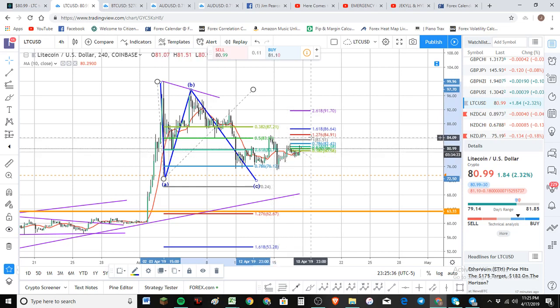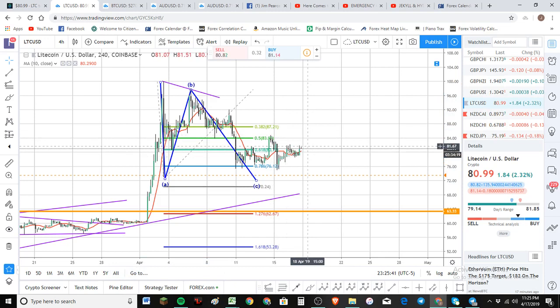I want to show you a possibility that Jim Pierce could also be wrong about this. This is a tough one to count, but this actually could be A, B, and then we're coming up for C, and it's going to come up here somewhere, even in the $86 range.